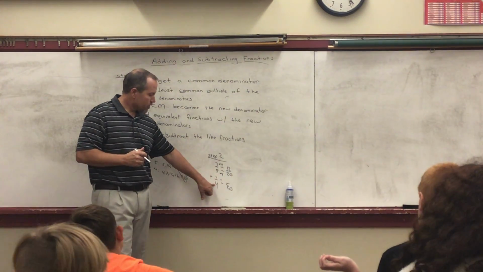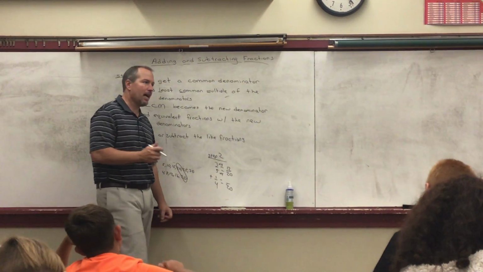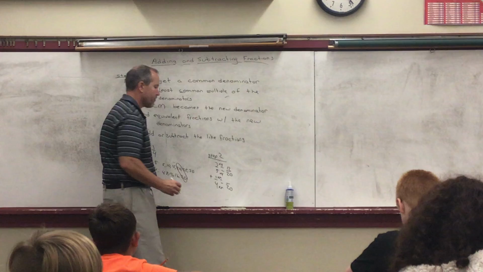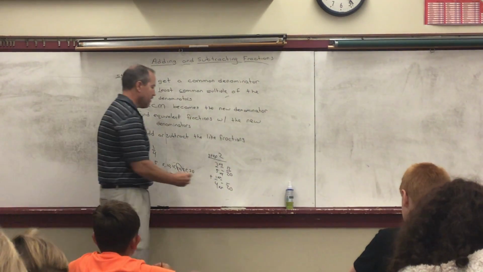Now, in this situation, 4 times what is 20? 5. So we're going to take the top times 5. And 1 times 5 is? 5.